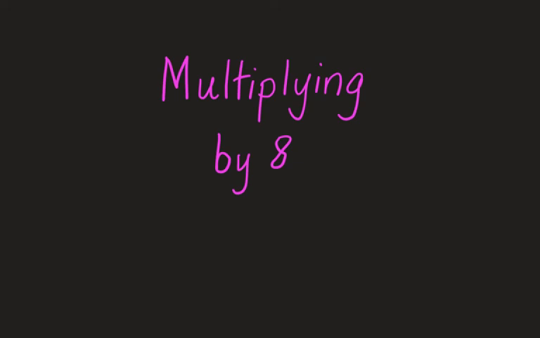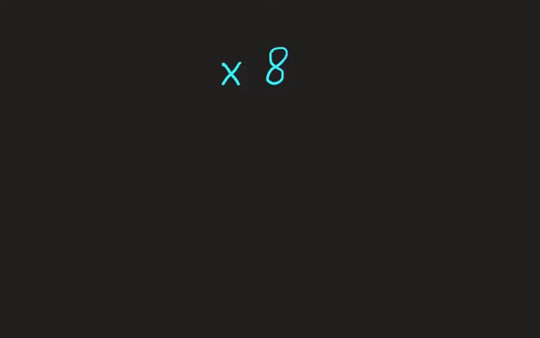In this lesson, we're going to look at multiplying by the number 8. The first thing we want to look at is when we're multiplying by 8, we can think about breaking that down into times 2 and times 4, because 2 times 4 is 8.